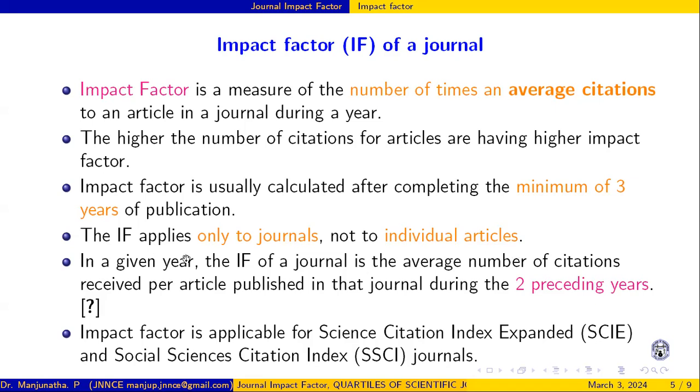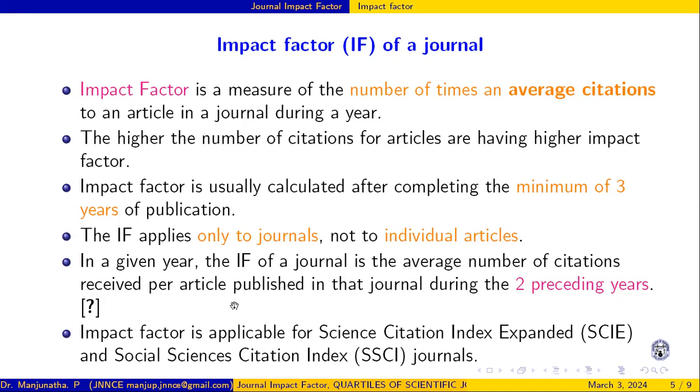So this is also very important. Does the journal have an impact factor? How much? That value is also very important. The higher the value, for example, some journals have 10 or 15, those are very important journals. If the value is lower, it means the journal is not that important. In a given year, the impact factor of a journal is the average number of citations received per article published in that journal during the 2 preceding years. For example, in this year, 2024.